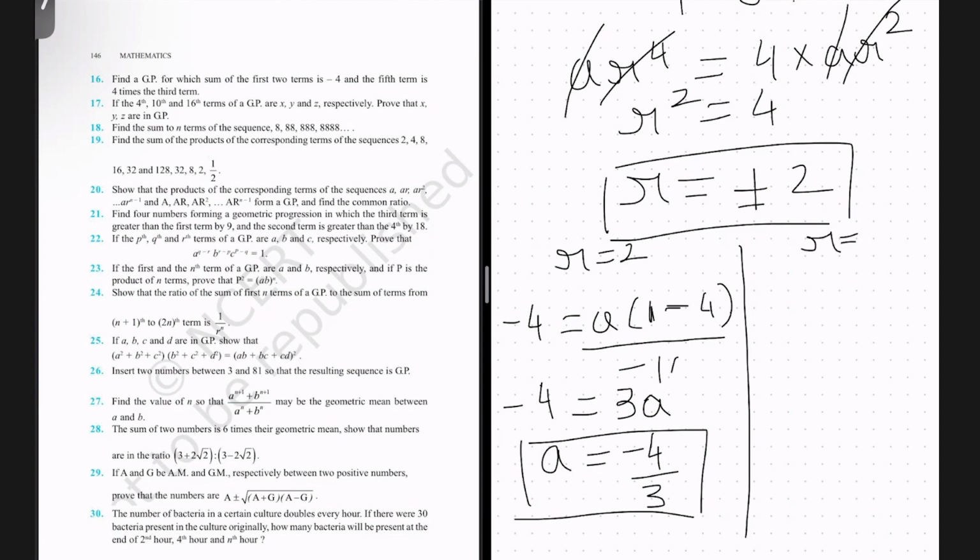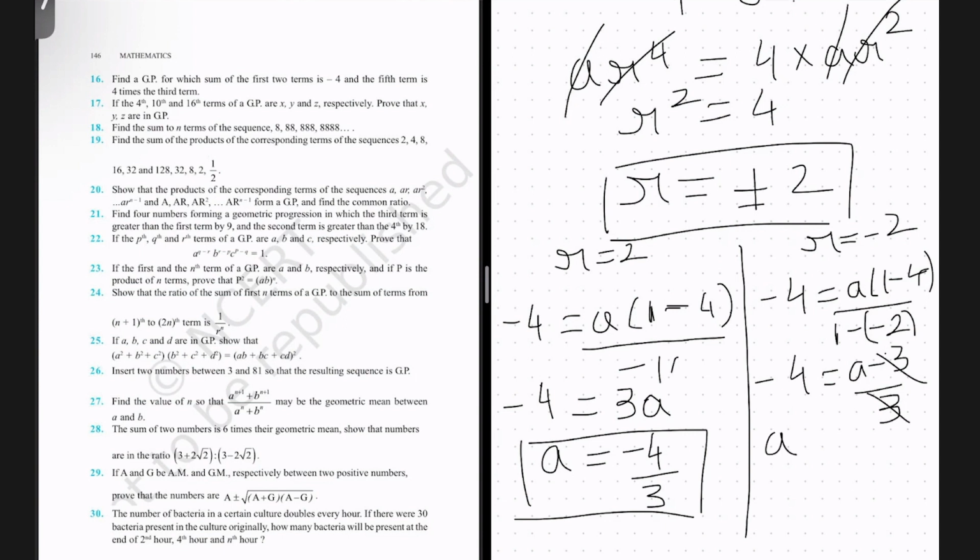For r equals minus 2, what do we have here? You would then have minus 4 equals a into 1 minus 4, correct? And in the denominator you would have 1 minus of minus 2, right? So you would have minus 4 equals a into minus 3 divided by 3. This gets cancelled out. a is equal to 4. So either a is equal to 4 or a is equal to minus 4 by 3.